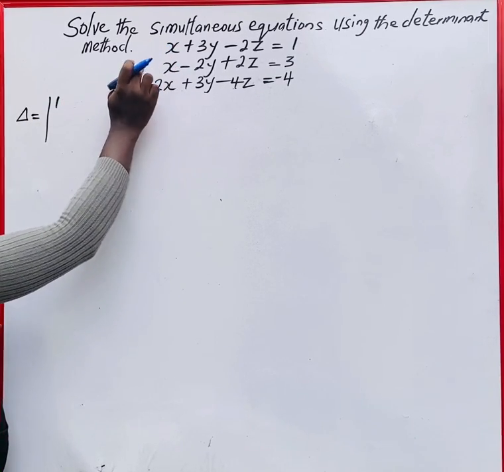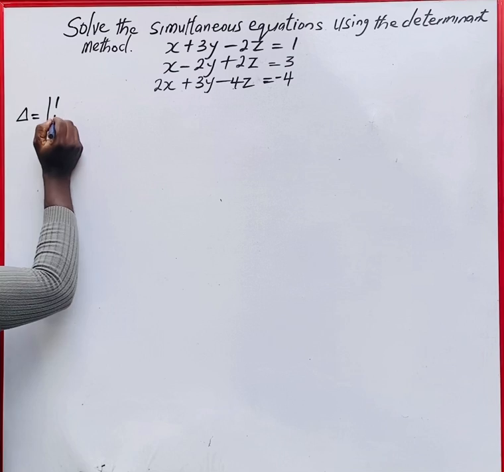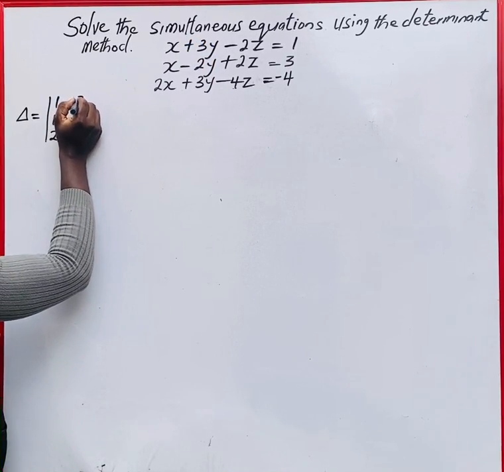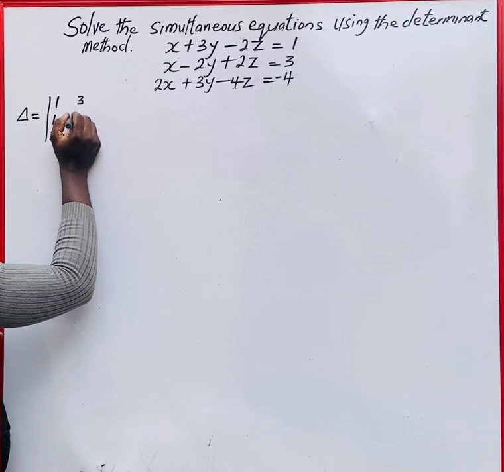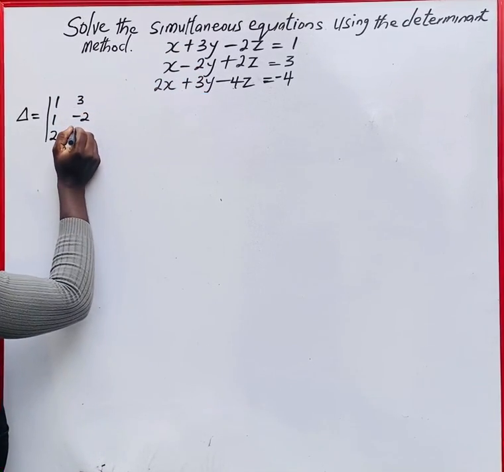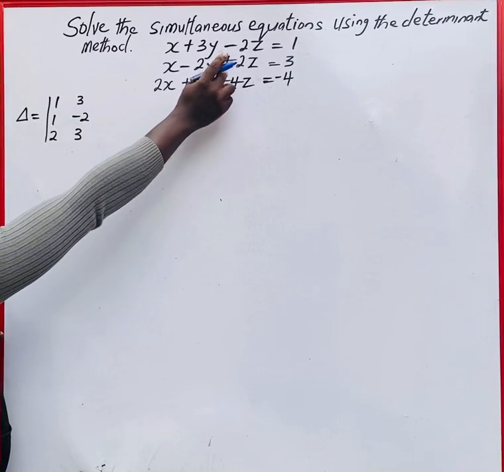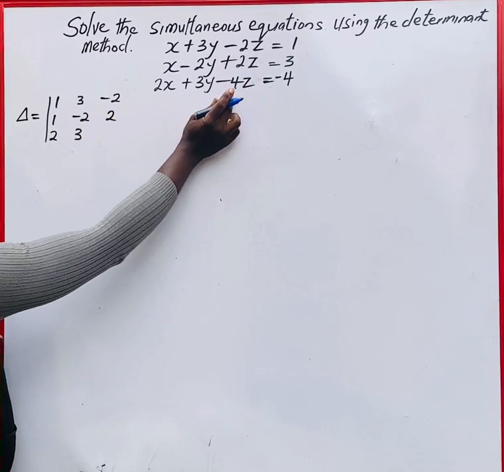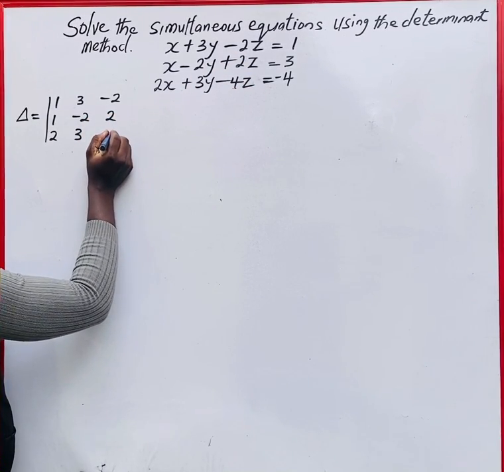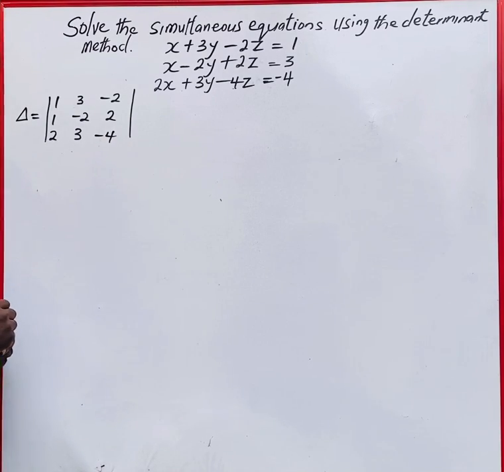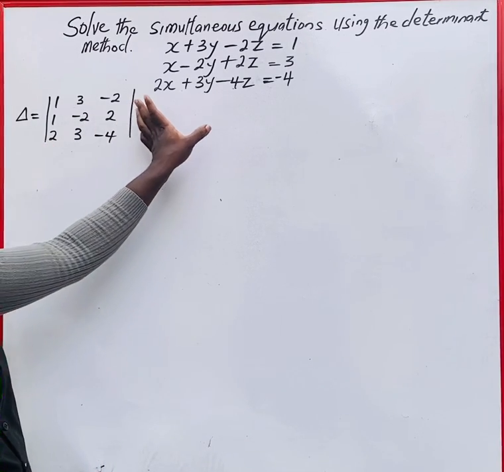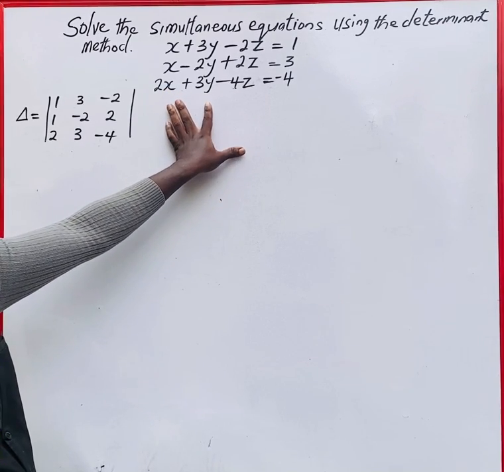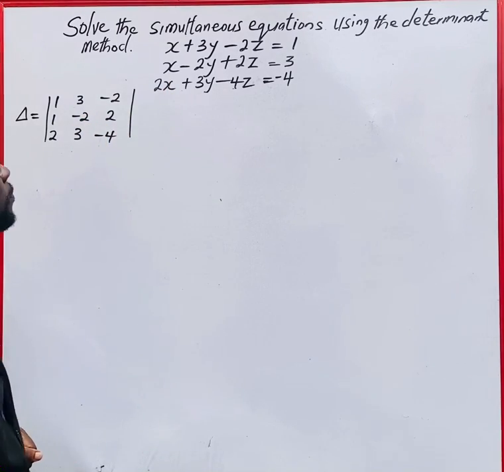The coefficient of x here is 1, you put it down. The next is 1. The next is 2. The coefficient of y, the first is 3. The next is minus 2. And this is 3. Then the next, the coefficient of z, the first is minus 2. The second is 2. And the third is minus 4. So you have the first determinant using the coefficients of the system of equation variables.